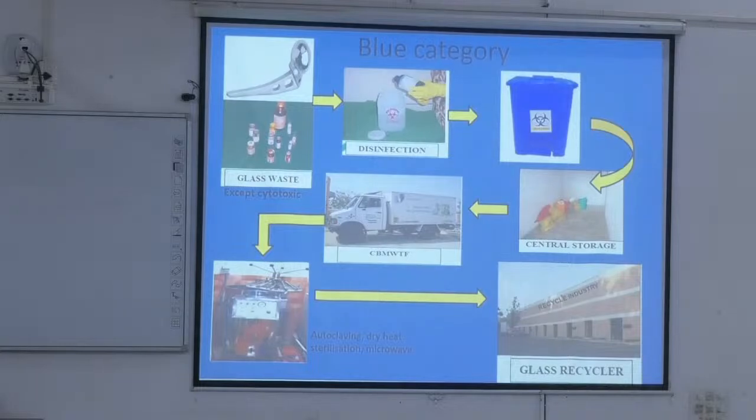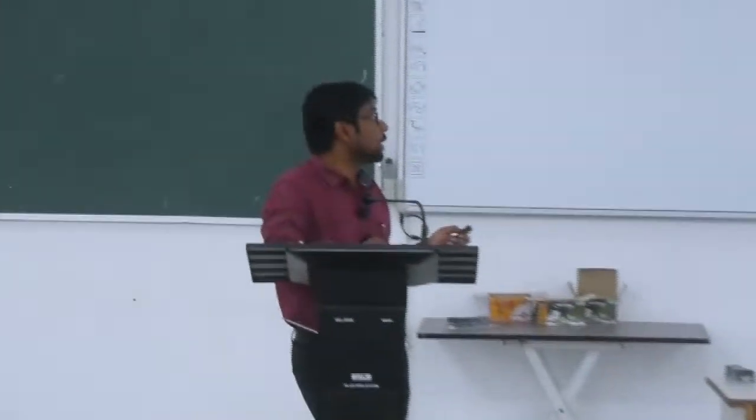Blue category: any glass ampules or any metal that you have to discard, and you can find that hypochlorite solution is also there. If it is infectious, then you have to put it in the hypochlorite solution. Then you have to disinfect it. After that disinfection, you have to store it in the blue color container. Then you have to store it in the central storage facility for 48 hours. You can only store it within 48 hours, as that car will come to collect.